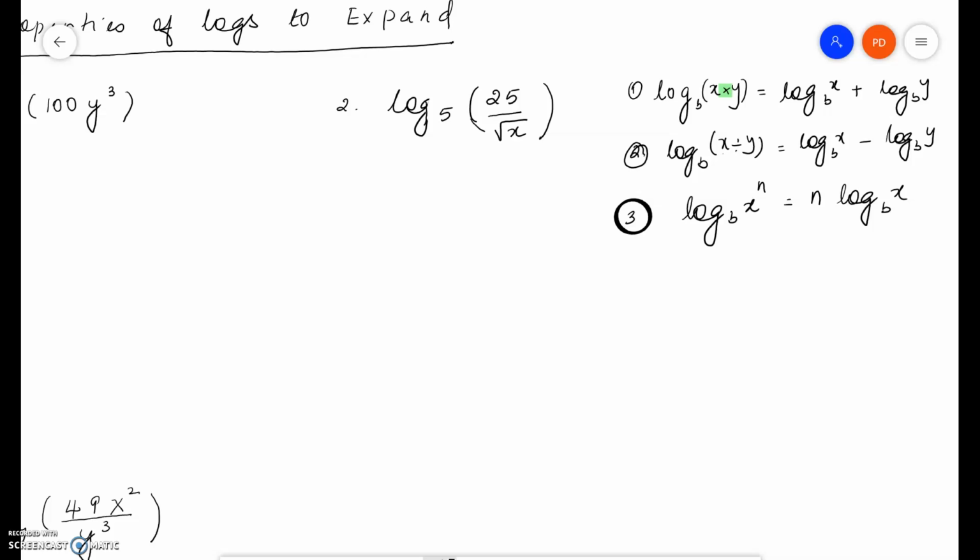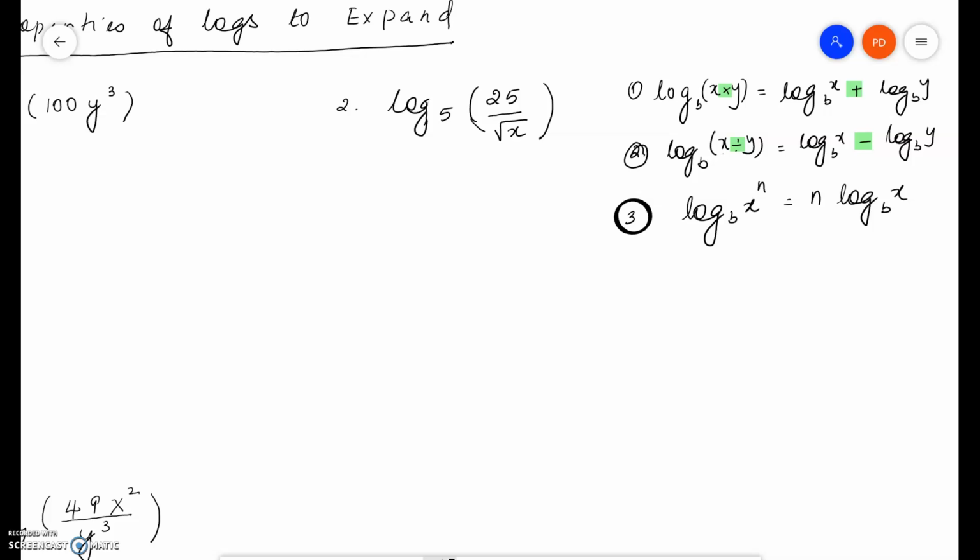Each of the terms inside the parentheses gets a log, but notice what happens to the sign. Multiplication changes to addition. So log of x times y is log x plus log y, and the bases remain the same throughout. Look at the second one, log of x divided by y to a certain base b. Each one gets a log, log x, log y, but look at the sign here. Division is associated with subtraction of log expressions.